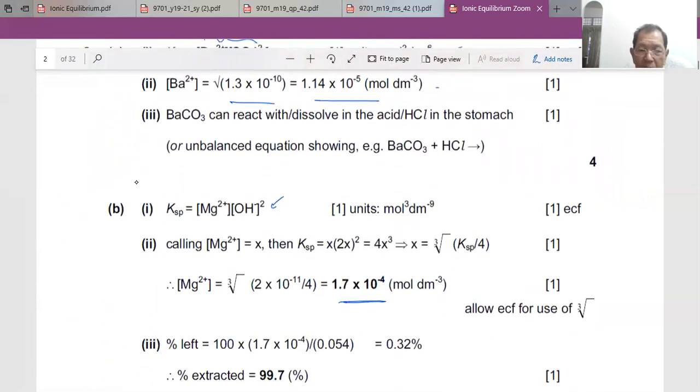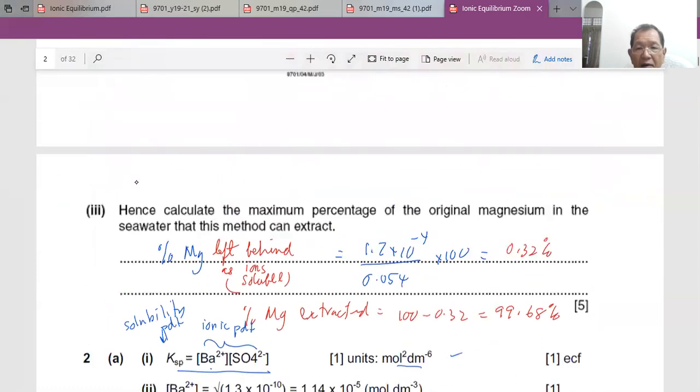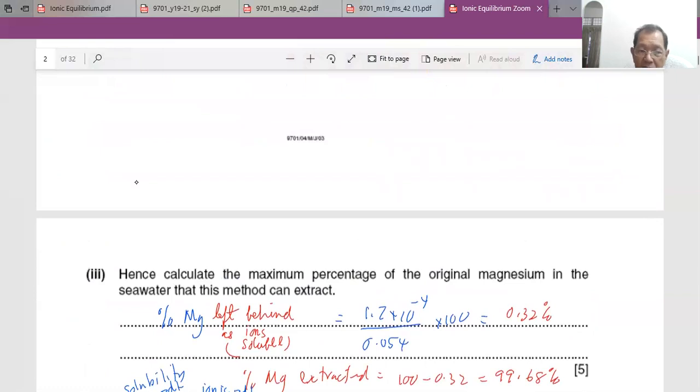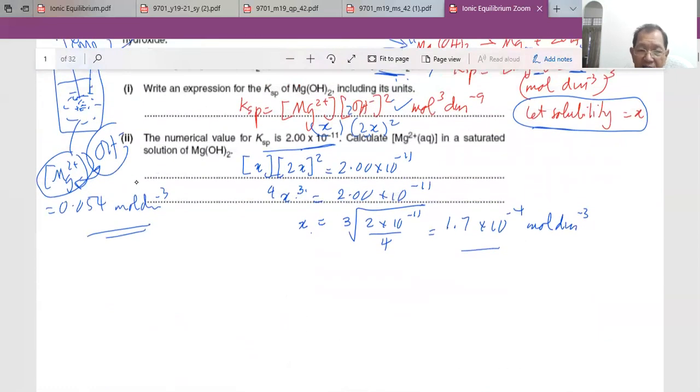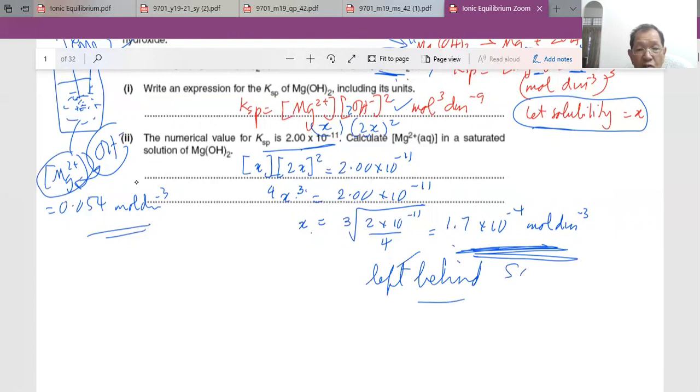See now? Okay. Right, now the last part here. So what is left behind? Left behind is this one here. Left behind, magnesium left behind after precipitation. Okay, left behind, because it's a saturated solution. So you must understand the theory behind it.